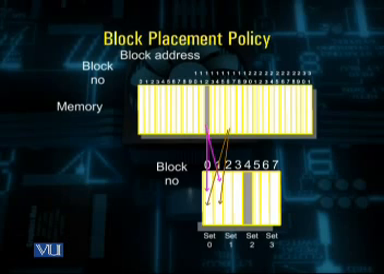Similarly, if we have to place the block number 14 of the main memory into a two-way set associative memory, then it will go to set number 2, because 14 mod 4 is equal to 2.